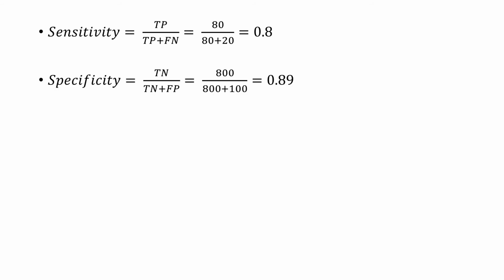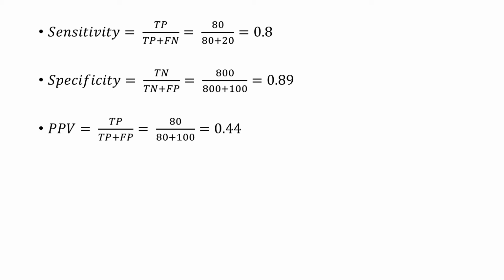Next is specificity. It equals true negative over true negative plus false positive, which equals here 800 over 800 plus 100, which equals 0.89. This means for all of the people who do not have the disease, 89% will test negative with our new test.